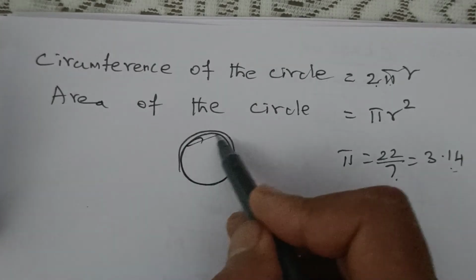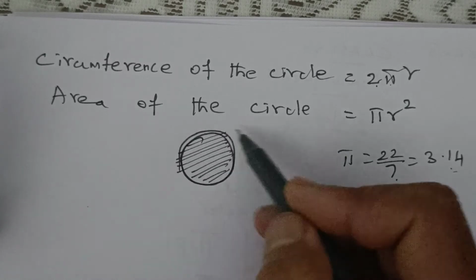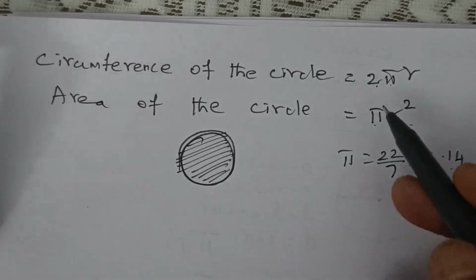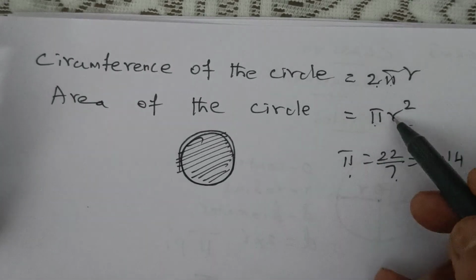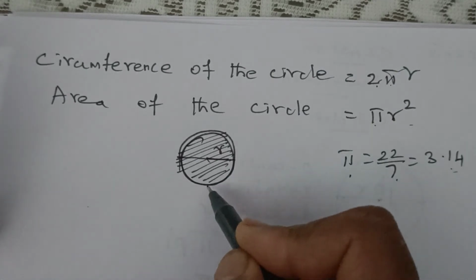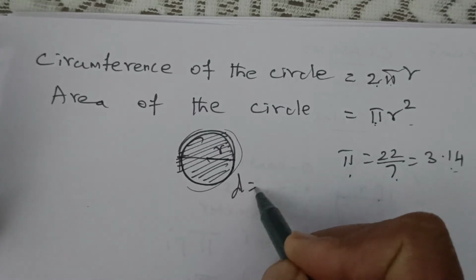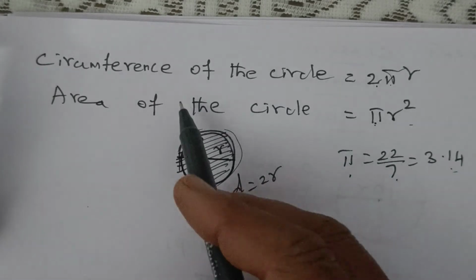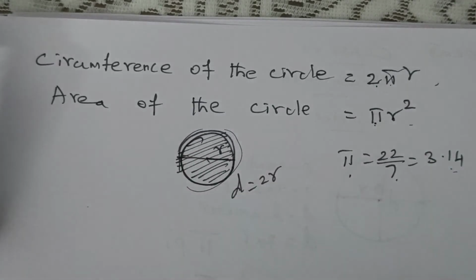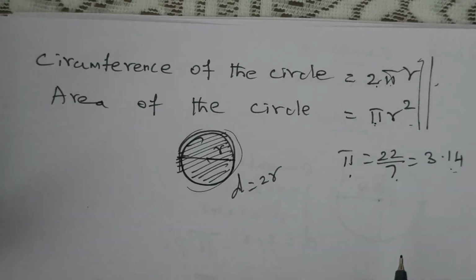Then the area of the circle, the space covered within this boundary line, the portion occupied within this boundary line, that is the area of the circle, which is pi r square. So you must be thorough with what is pi, what is r, what is d. r is the radius, d is the diameter. Pi is the ratio between circumference and the diameter, and diameter is equal to 2 times the radius, and circumference of the circle is 2 pi r, and area of the circle is pi r square. So using this, let us solve the exercise sums.